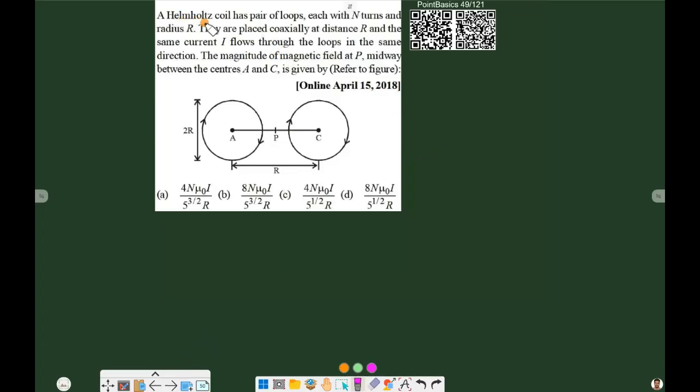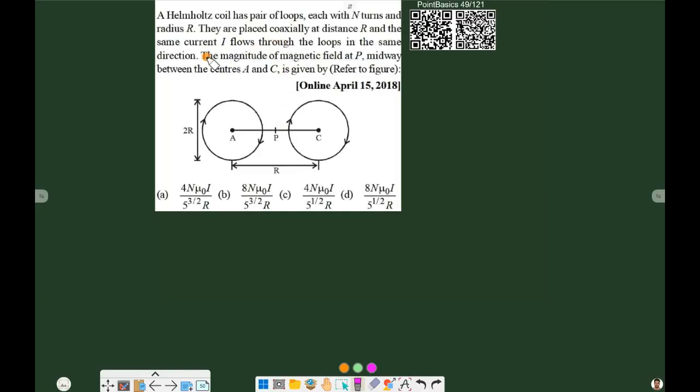A Helmholtz coil has a pair of loops, each with n turns and radius r. So these are two loops, each having n turns and radius r. They are placed coaxially at a distance r, and the same current flows through the loops in the same direction. Find the magnitude of the magnetic field at P, midway between the centers A and C.